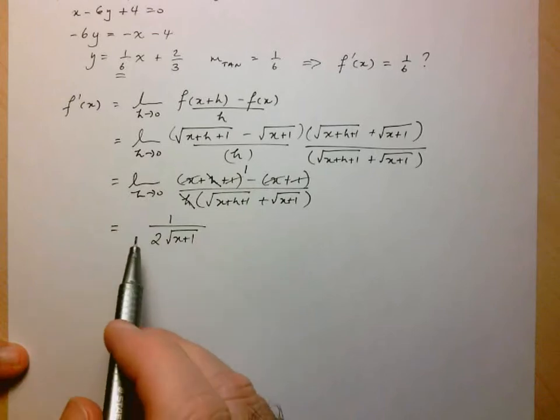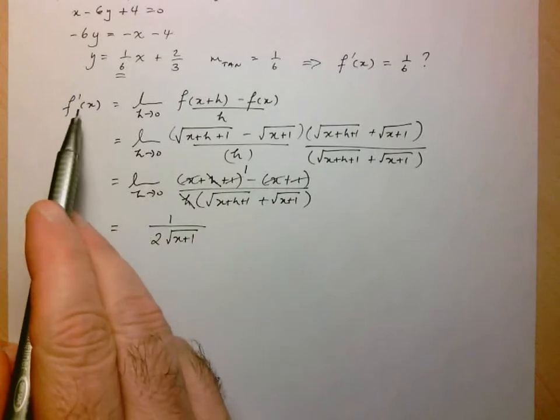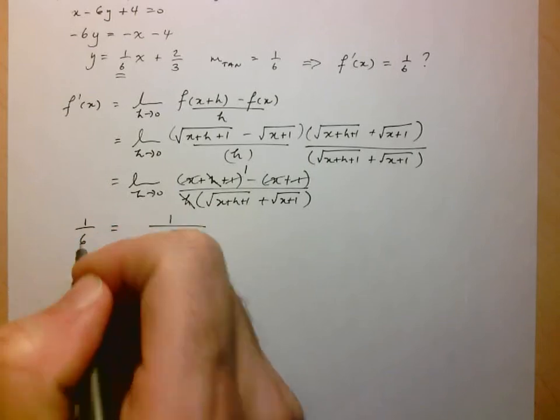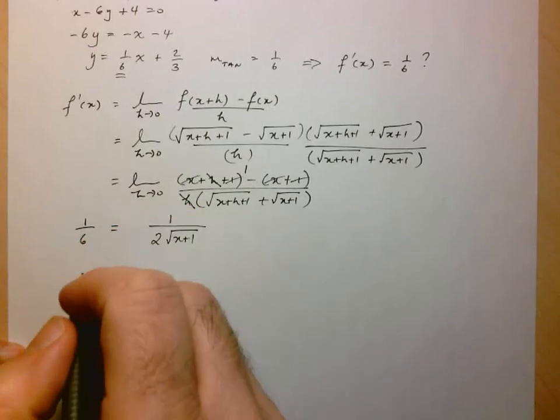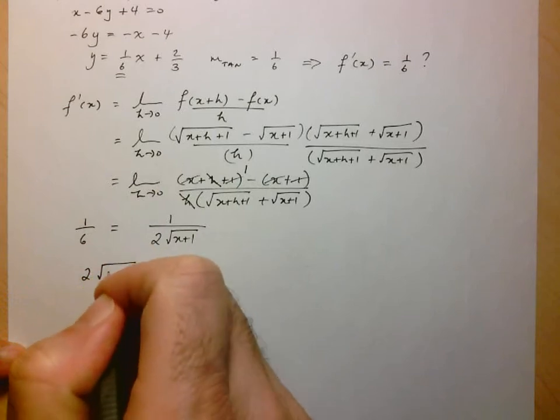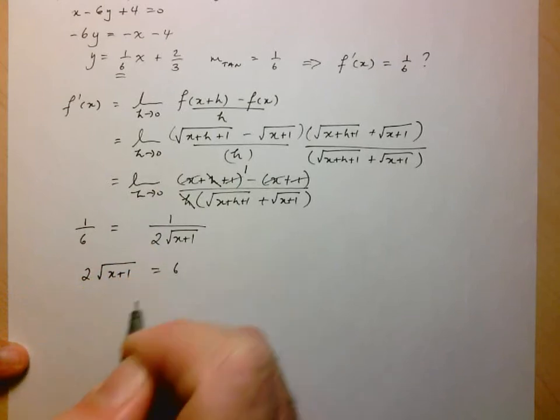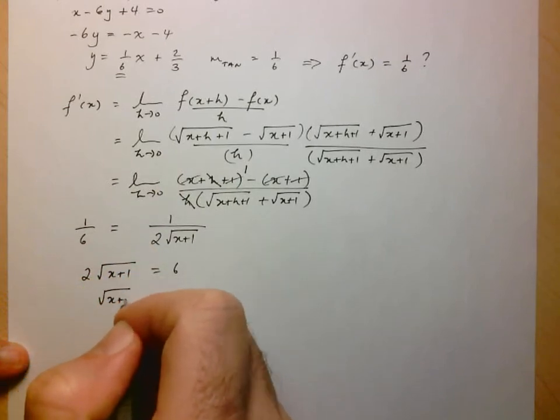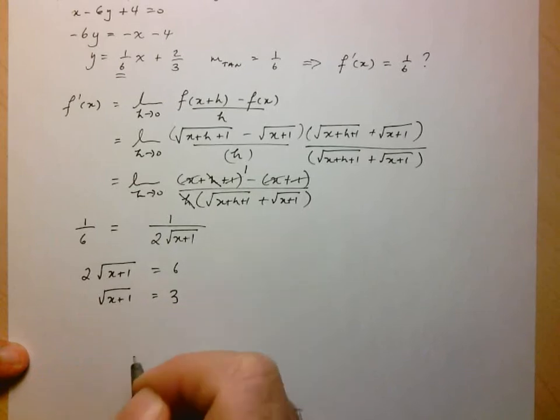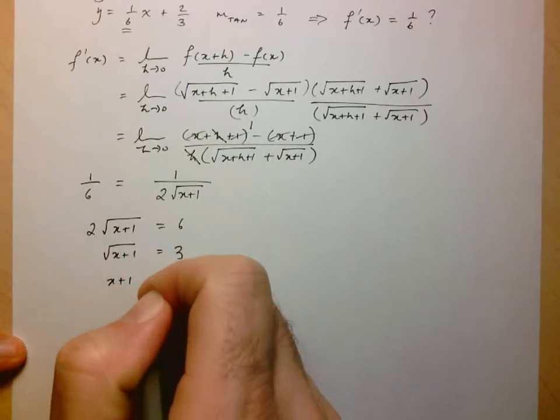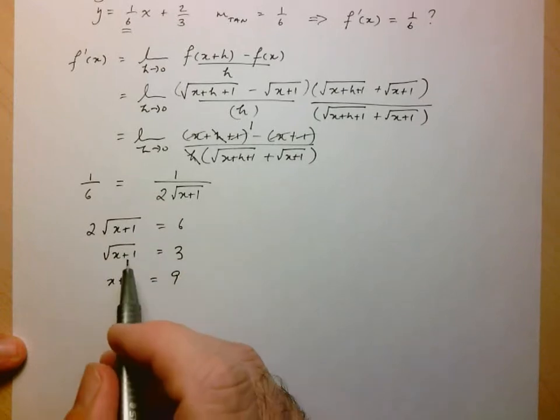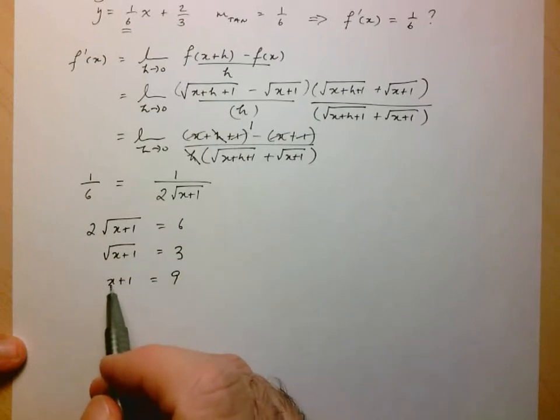But what I now need to do is determine when this derivative is equal to 1 over 6. So this is the equation I have to solve. Just do some cross multiplying. So 2 times square root of x plus 1 equals 6. So square root of x plus 1 equals 3. Okay, and now I can square both sides.